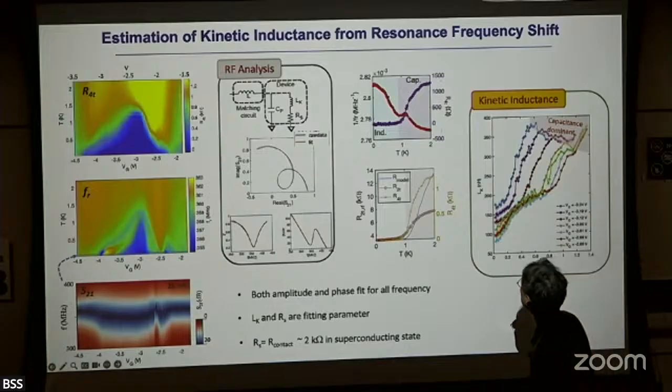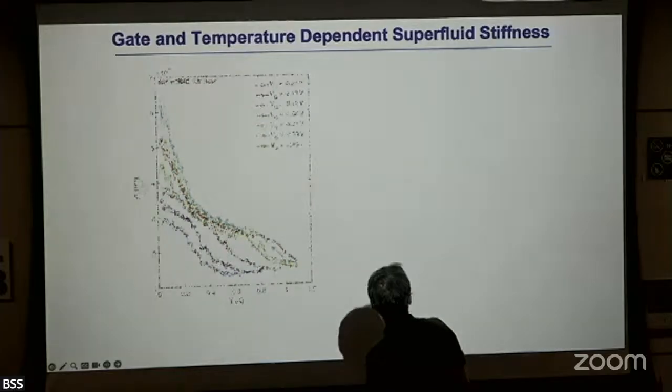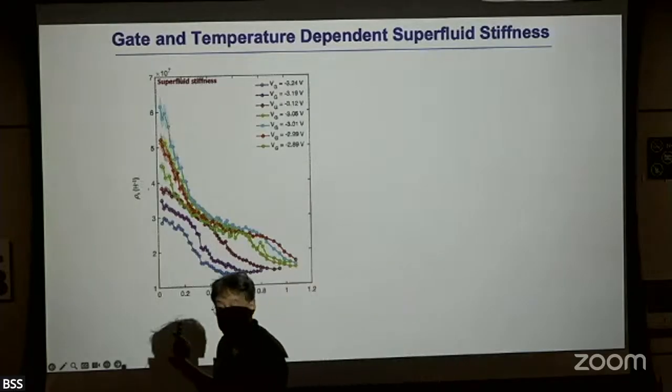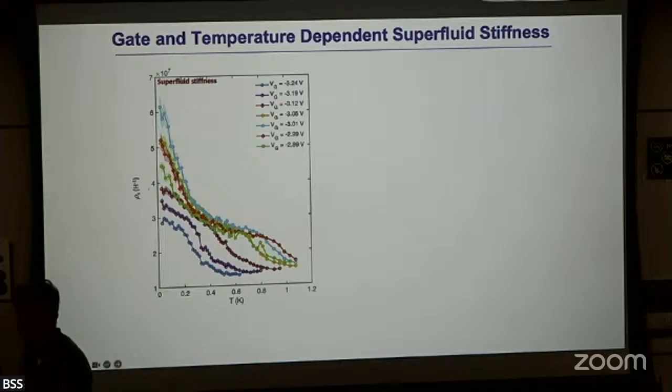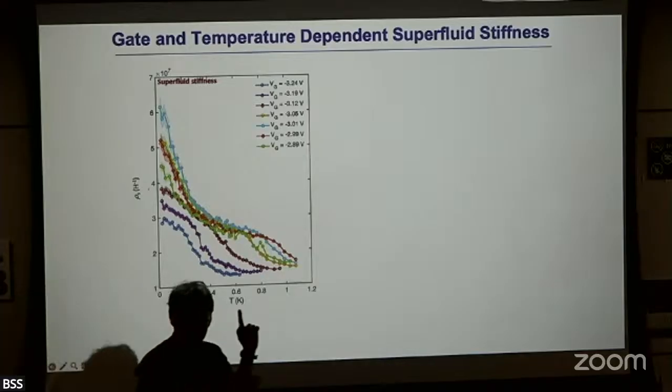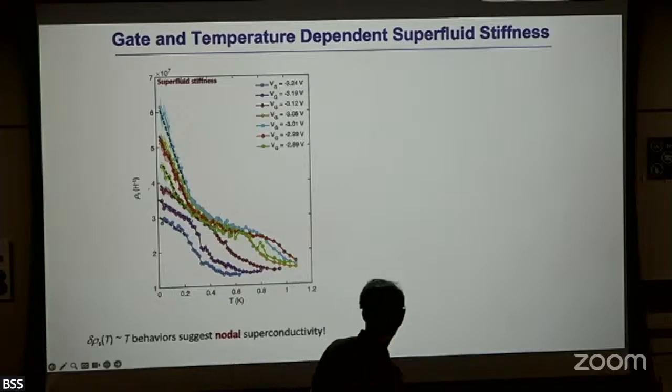right? Okay. So I'm plotting the inverse of the kinetic inductance, which is basically the superfluid stiffness, as a function of temperature. I cut it out at several different gate voltages, right? Just looking at this, you already start to see an interesting observation. The first thing you observe is that the superfluid stiffness drops rather sharply as a function of temperature in the low temperature region. So just looking at this, I know that this must be a nodal superconductor, because that's what we are seeing.